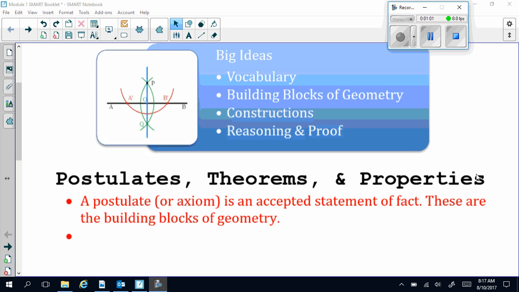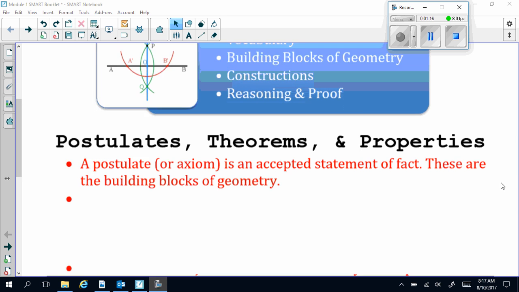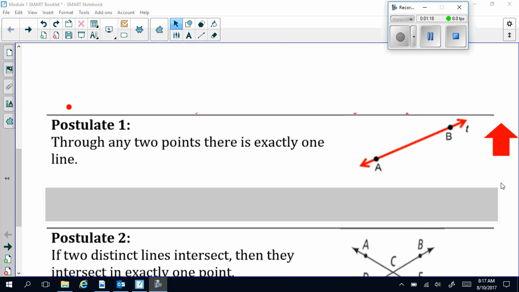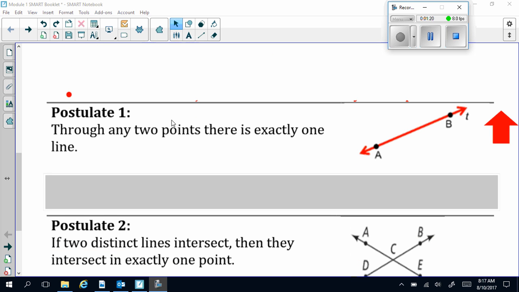Theorems are things we prove using our postulates. Postulates typically are going to be things where we say, yeah, that makes sense. We're going to look at 4 of those postulates today. Pause if you need to. So our first postulate: through any 2 points there is exactly 1 line.